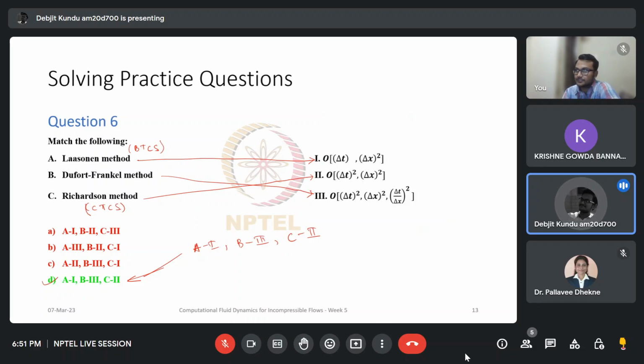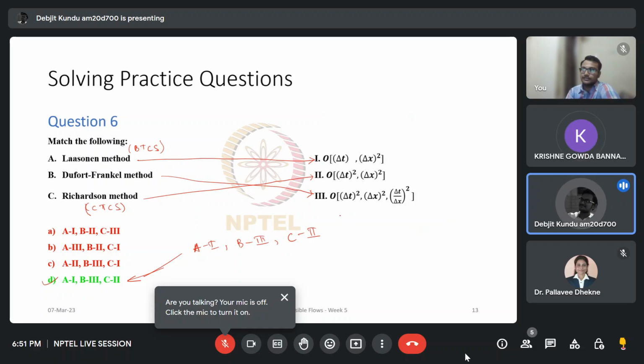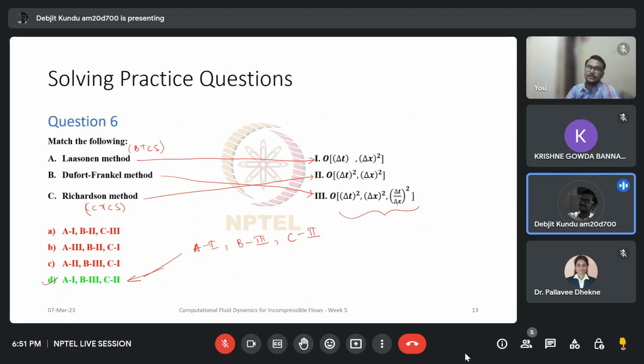So in one of the lectures of week 5, how to derive the truncation error in case of Bruford-Frankel method was discussed. Like how do we determine that this is the order of accuracy of this system of equations? So the entire derivation was discussed there.